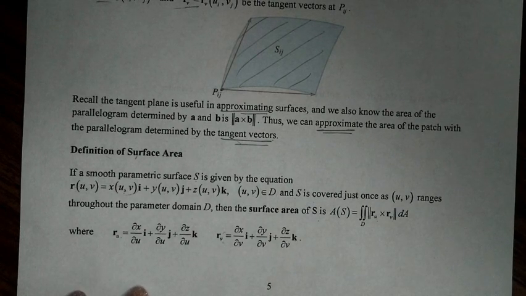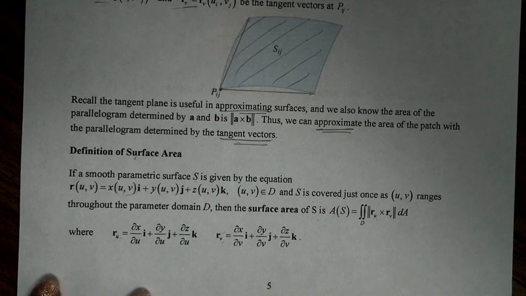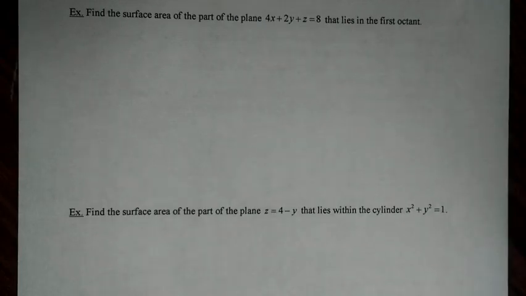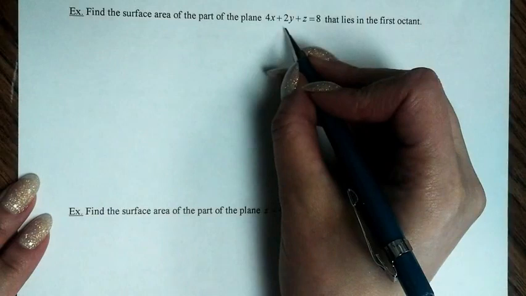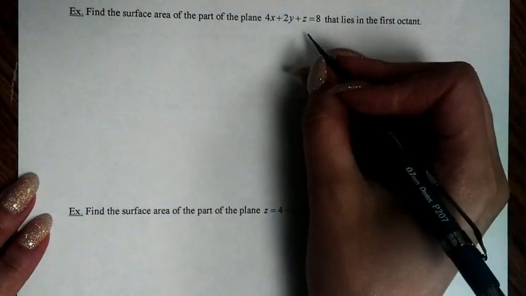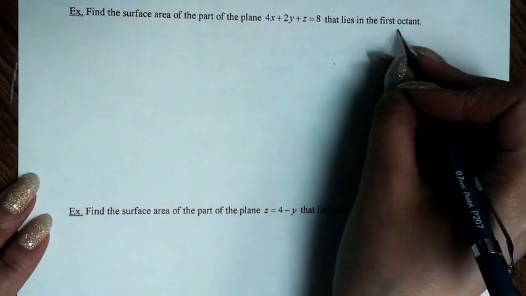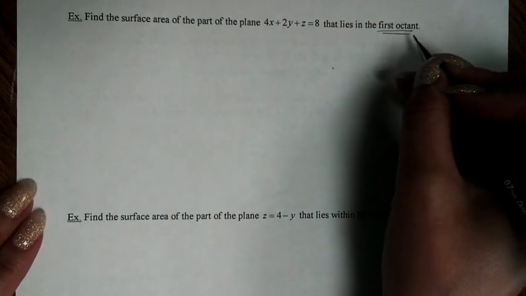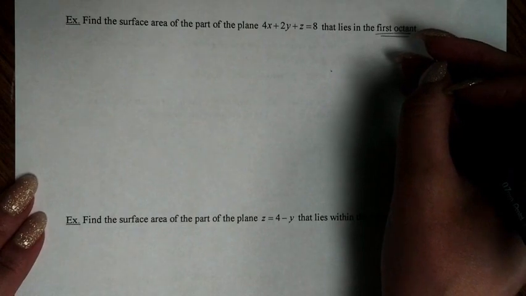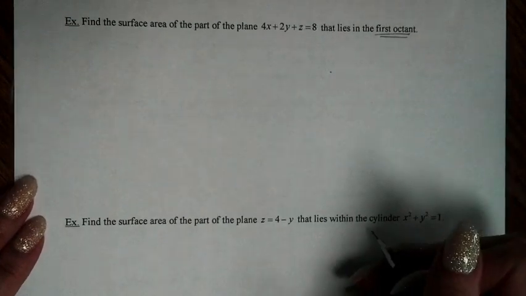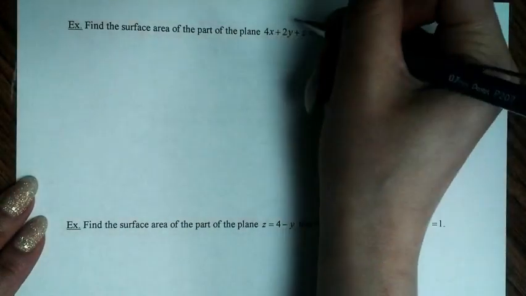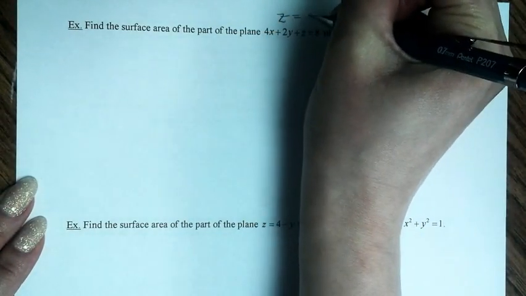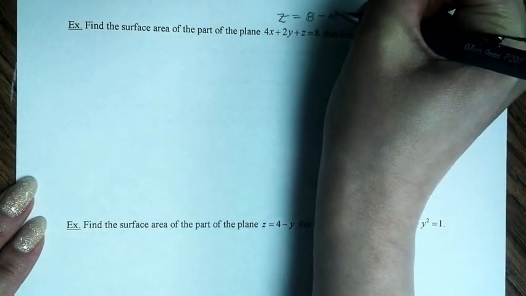So let's look at some examples, and you'll see that it's pretty simple. For this example, we have to find the surface area of the part of the plane 4x plus 2y plus z equals 8 that lies in the first octant. So this is giving you a lot of information. Technically speaking, it's like the first quadrant in 2D, but for 3D. From that you can see that z is equal to 8 minus 4x minus 2y.